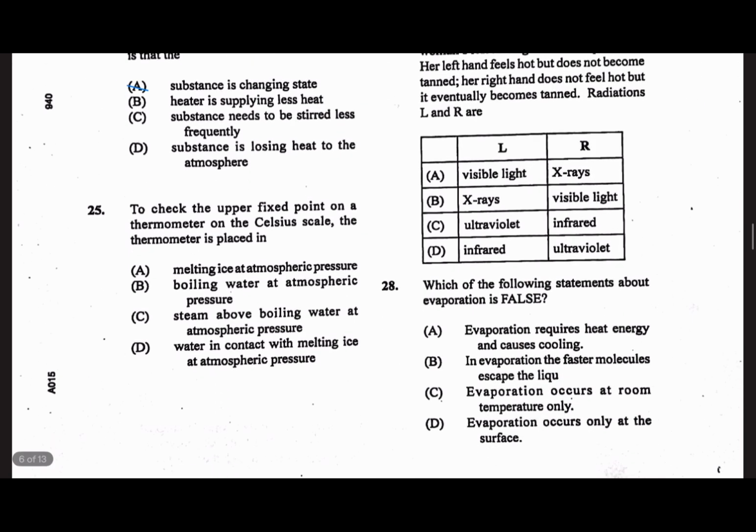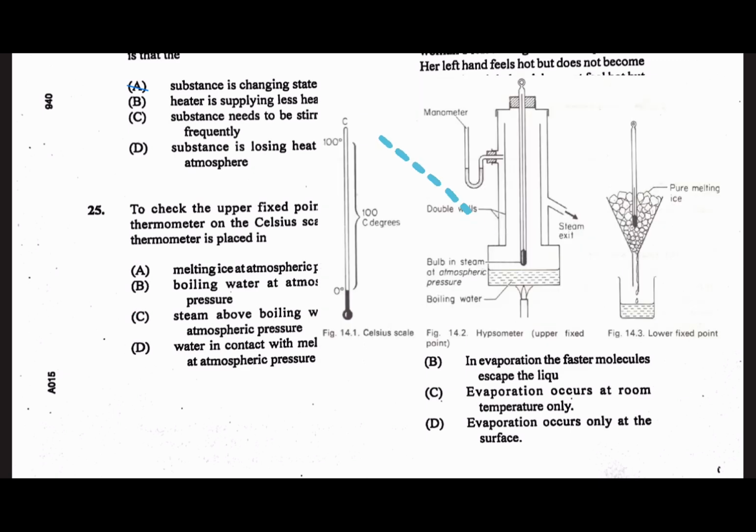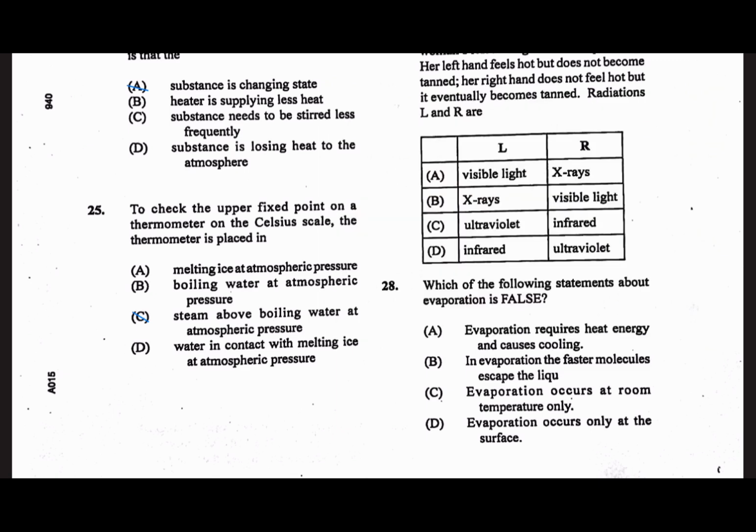25. To check the upper fixed point on a thermometer on the Celsius scale, the thermometer is placed in steam above boiling water at atmospheric pressure. If you all recall, the upper fixed point is at 100 degrees Celsius, right? And steam is at 100 degrees Celsius, especially if we are talking about atmospheric pressure. So that's how you would check for the upper fixed point.